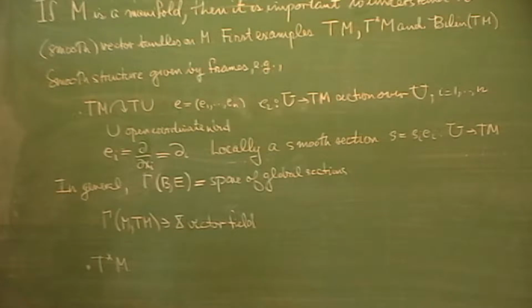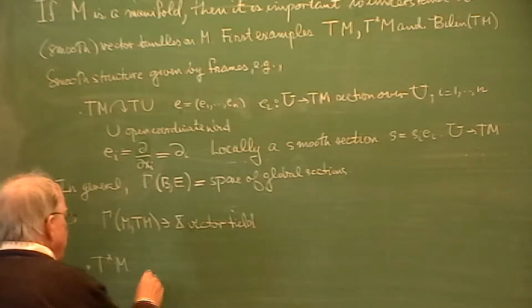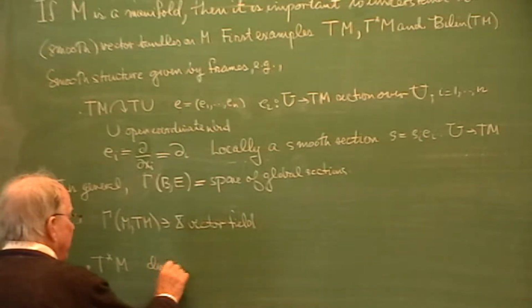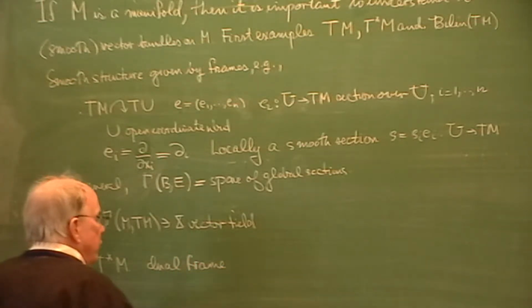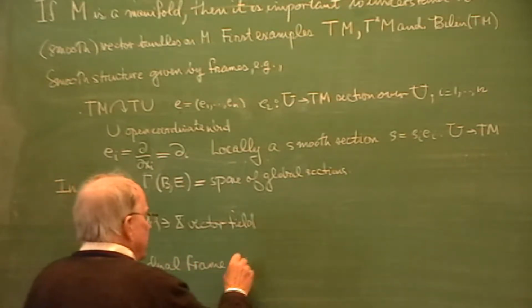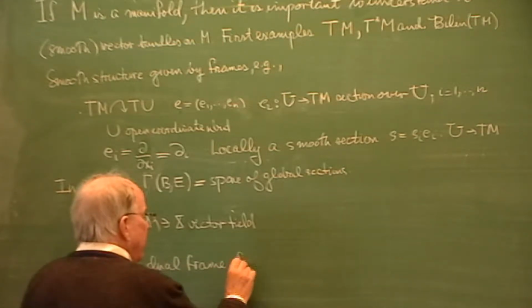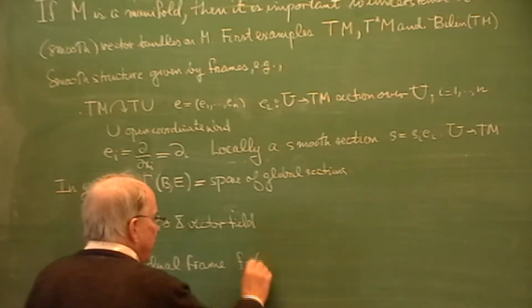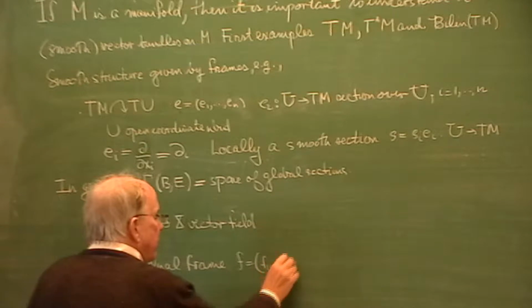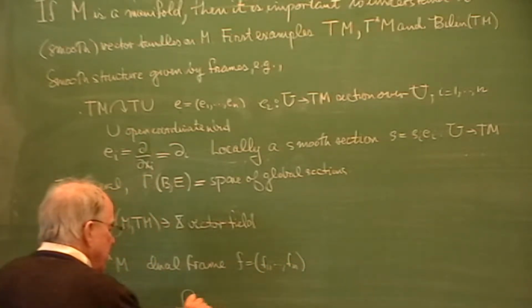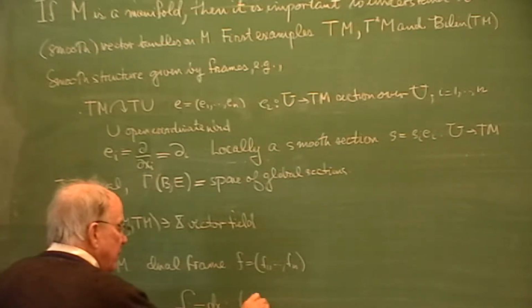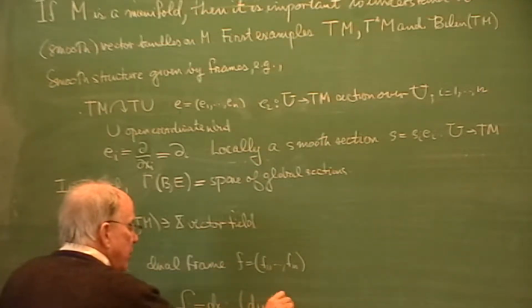And you take the dual frame, and the dual frame is given by, maybe by f. I use f for function, f1 through fn. And the fi's are just dxi's, the dual bases at each point.